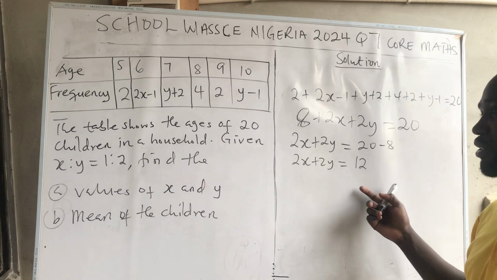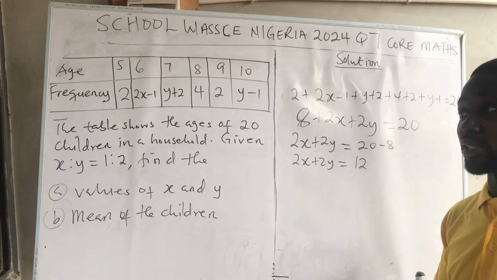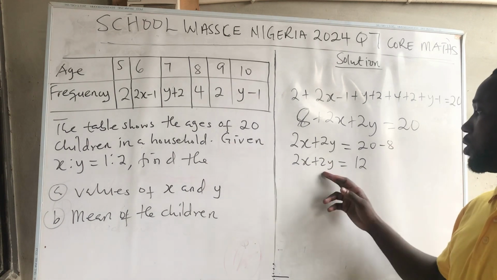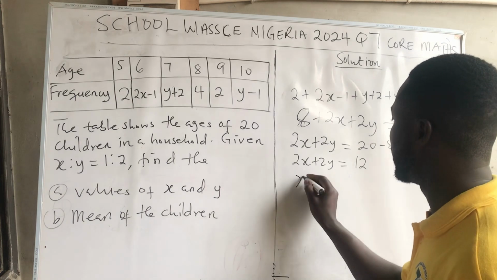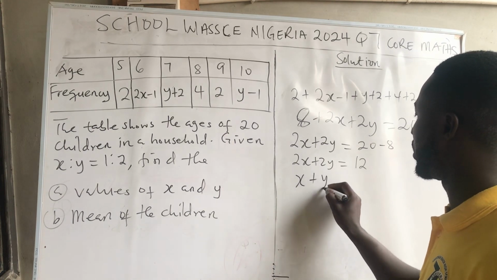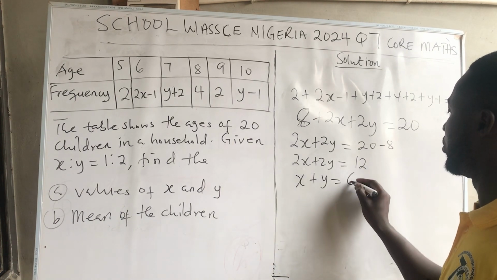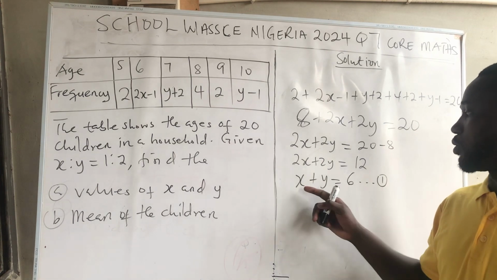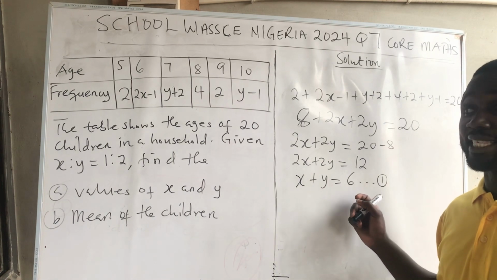We can reduce this since we have a common factor for 2x, 2y, and 12, which is 2. 2 divided by 2, remaining x. 2y divided by 2, remaining y. And 12 divided by 2, remaining 6. So let's call this our equation 1. Equation 1 is x plus y equal to 6.